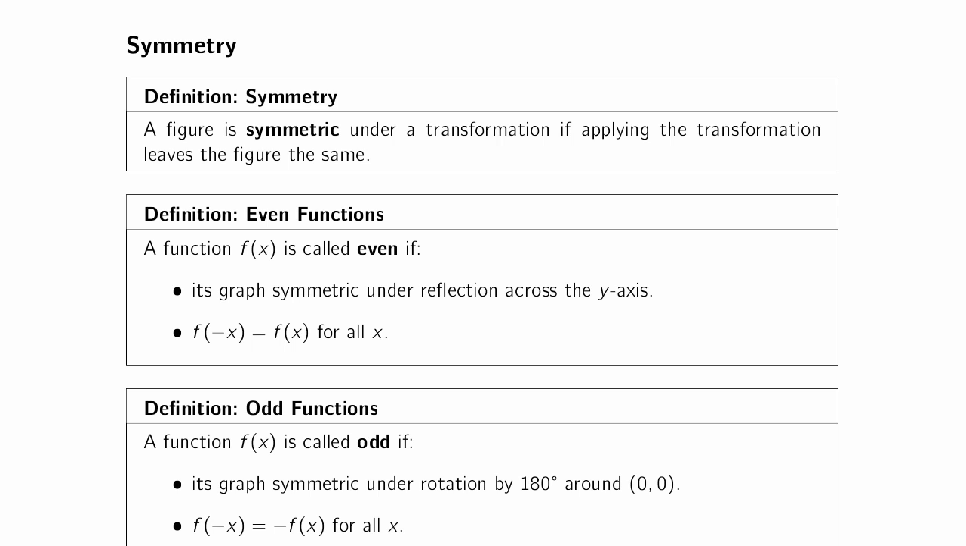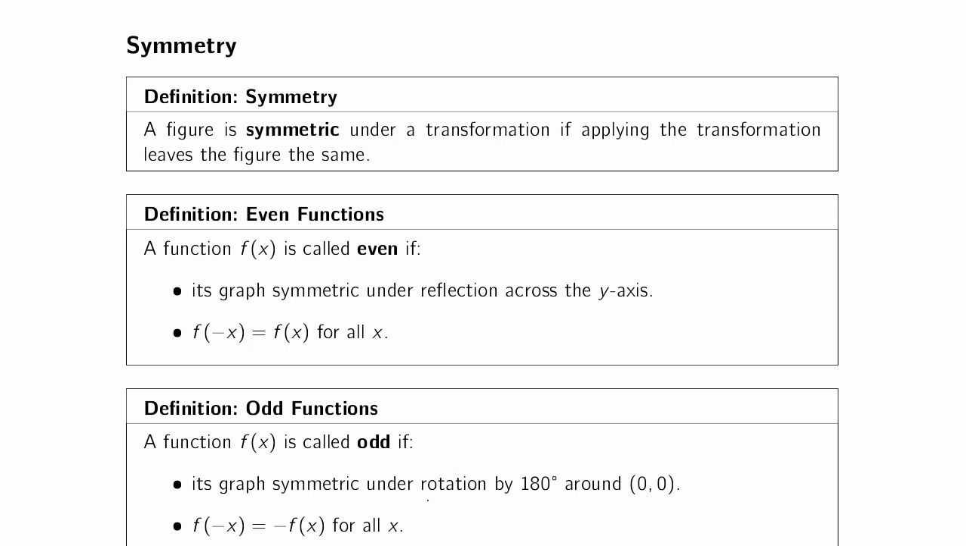The last thing we need to mention regarding the transformations of a graph is that sometimes when we transform a graph, nothing changes. If that happens to any figure, we call it symmetric under whatever transformation just didn't change anything. For the functions that we're familiar with, we're only going to see two different kinds of symmetry.